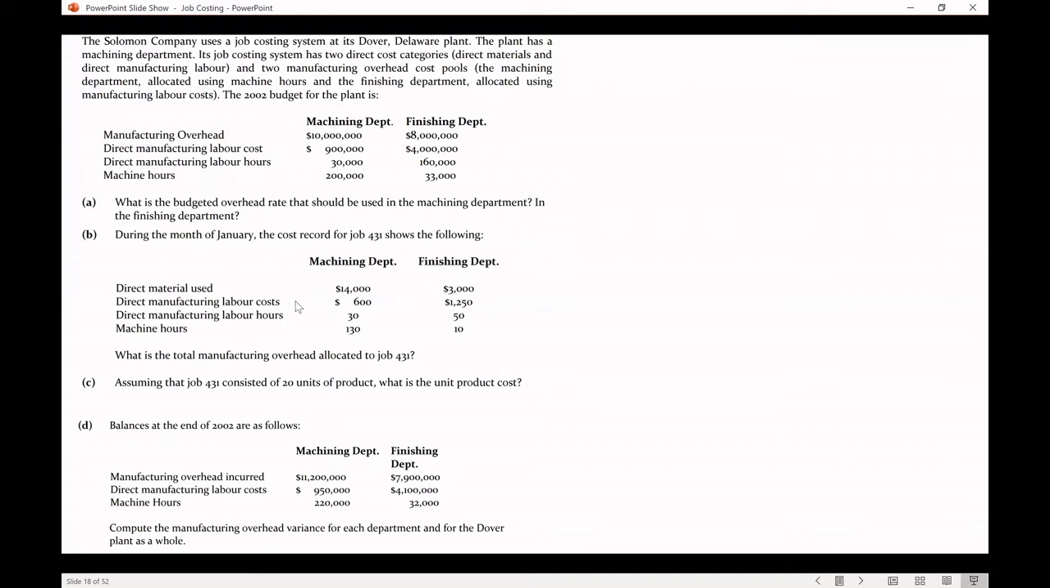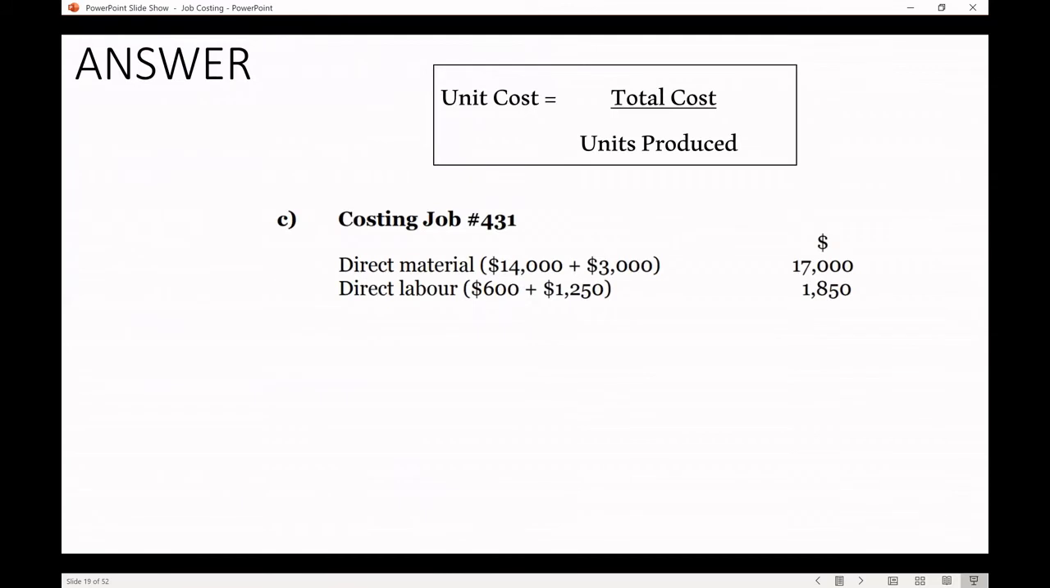So the materials would be 14,000, right? Plus also the 3,000 from finishing, because to do the entire job, it had to go to the machining department and the finishing department. And the same is true for our labor costs. We have no use for labor hours here. This is just additional information to throw it off, right? So from the get-go, we have our direct materials, which we're taking from both the machining and the finishing department, and our direct labor, right?